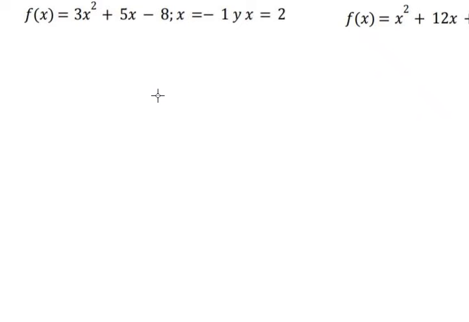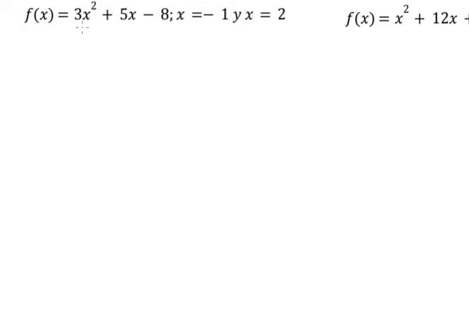Hello everybody, so today I will talk about calculus. The topic today is about application of integration. So now I will show you how to answer.